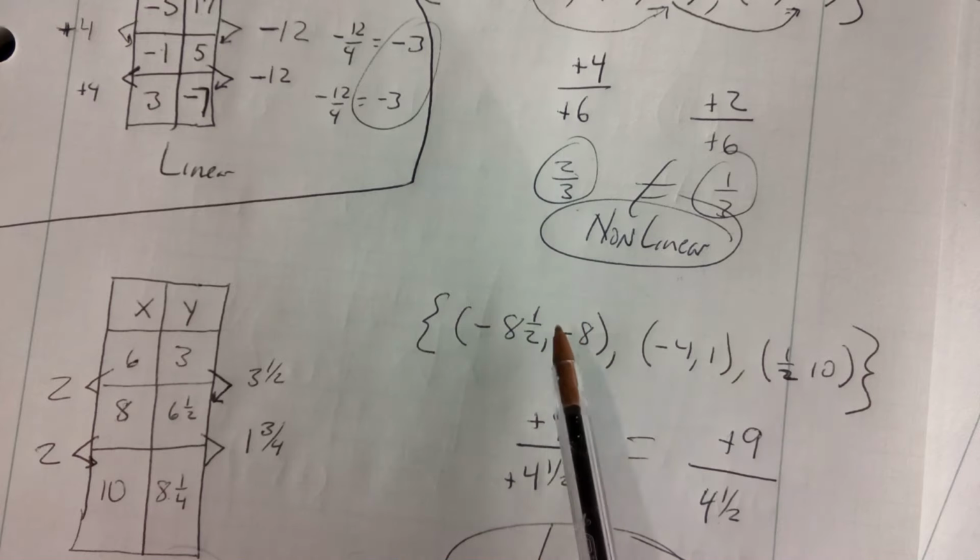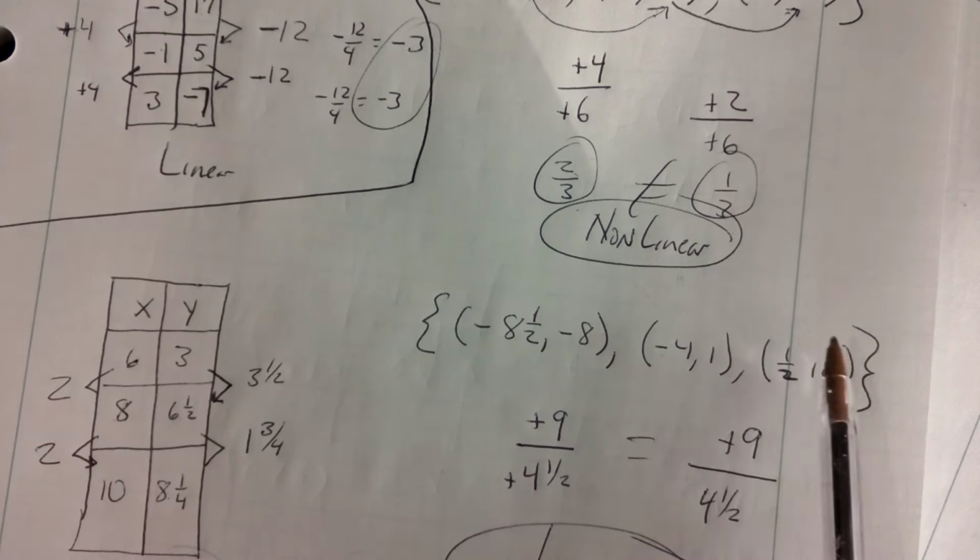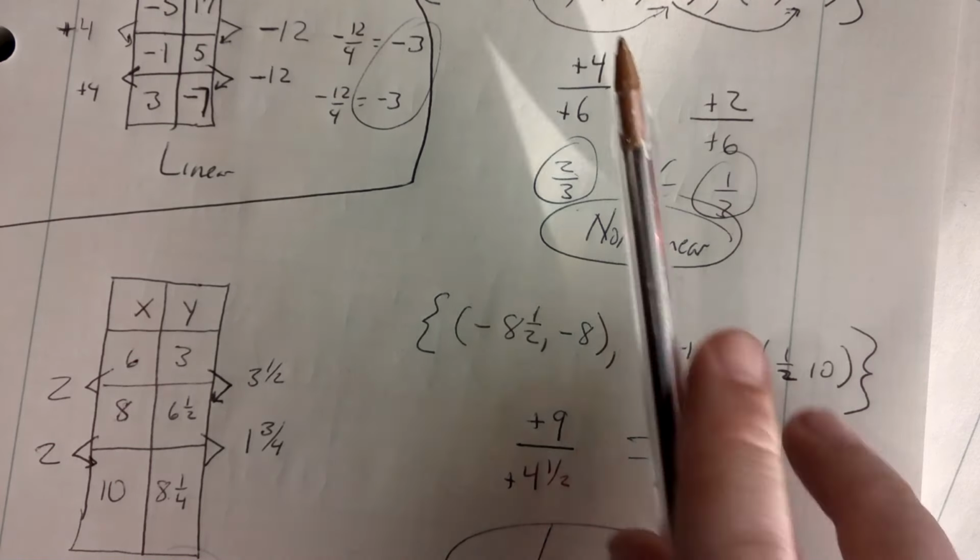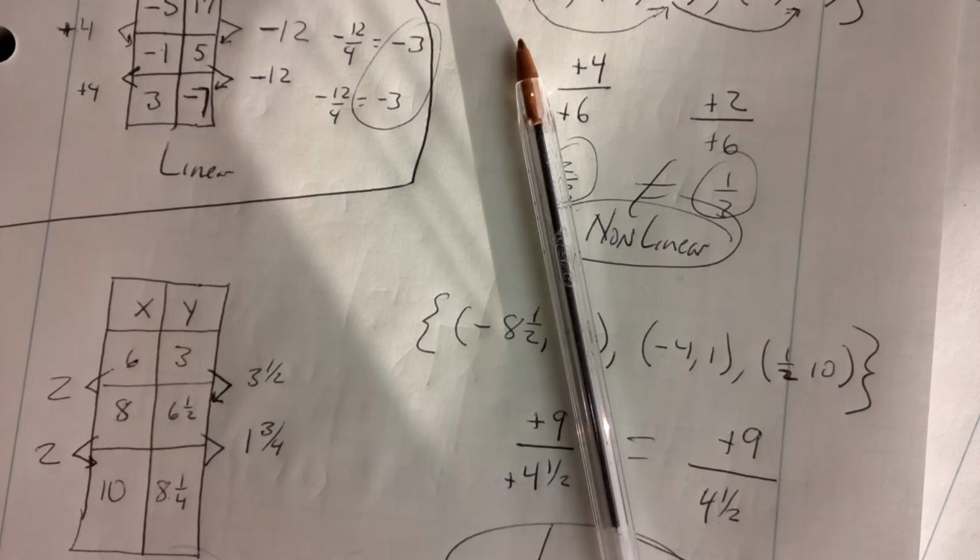So just remember, the rate of change has to be the same between every single pair of points, between the first point and the second point and the third point. If they give you a fourth point, between the third point and the fourth point, and so forth and so forth. If you have questions, bring them to class.